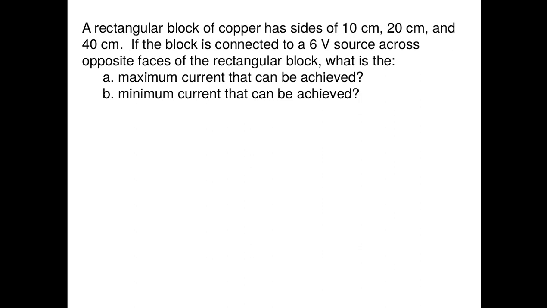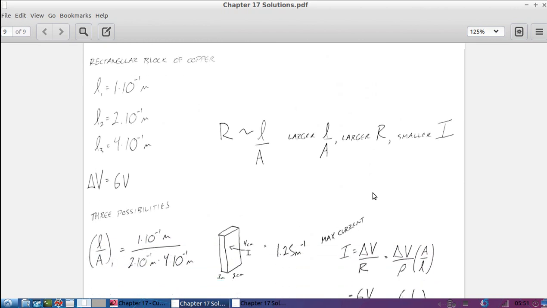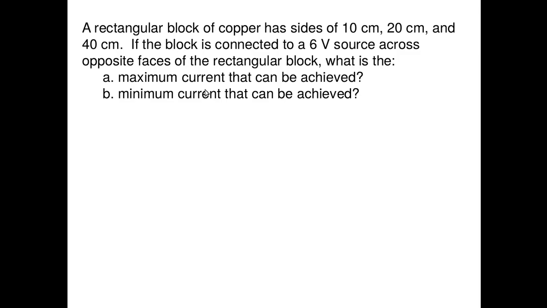So here's what I did. I drew 3 pictures. I wrote my dimensions, right? I wrote the sides of my block, L1, L2, L3. All right, 1 centimeter, 2 centimeter, 4 centimeter. It's connected to a 6-volt power source, or potential source. So I don't know which sides this source is connected to the block of copper. What I recognize is I'm asking for the maximum current and the minimum current.